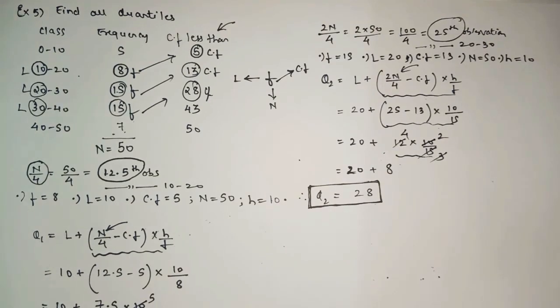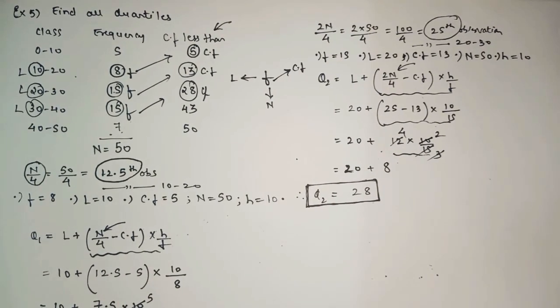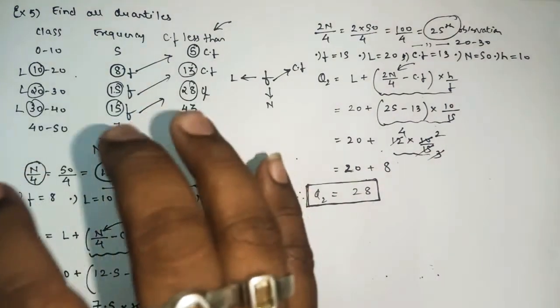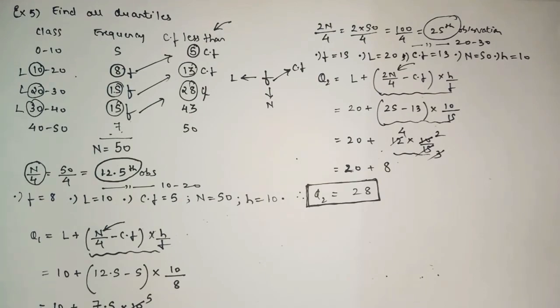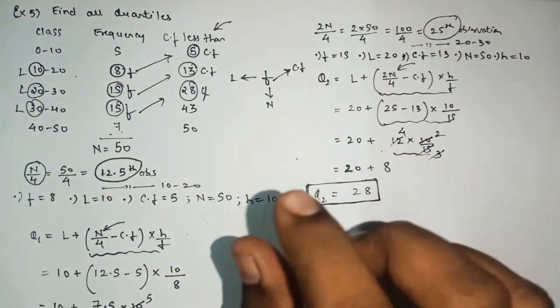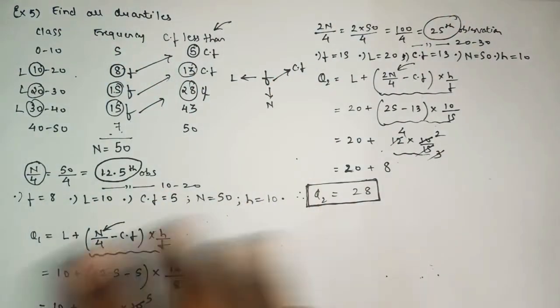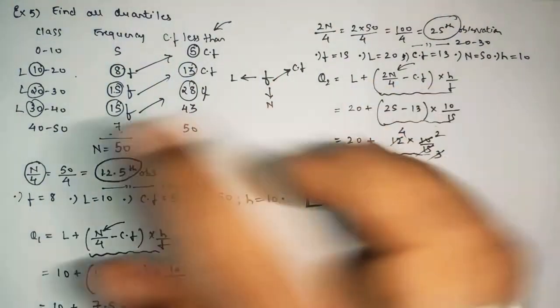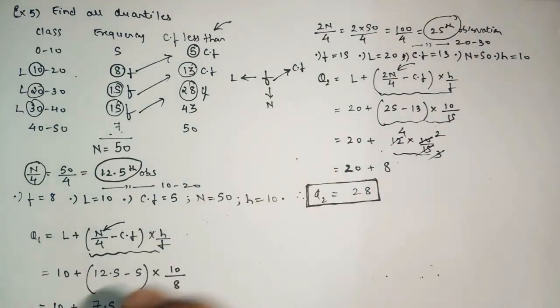Sometimes there are one or two sums in the question where they will say you have to find all the quartiles. All the quartiles means you have to find Q1, Q2 and Q3. There is one more sum in the exercise which is a little different. The pattern of the question and the solving part will be the same, but the statement is a little different. We will take that sum, and the same sum is there in the exercise also.